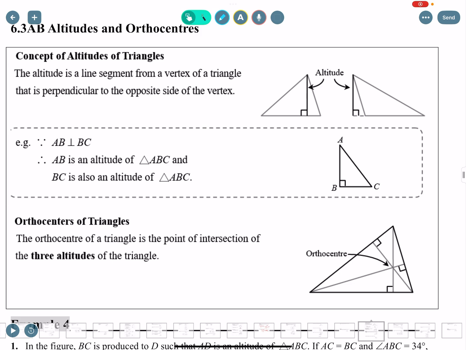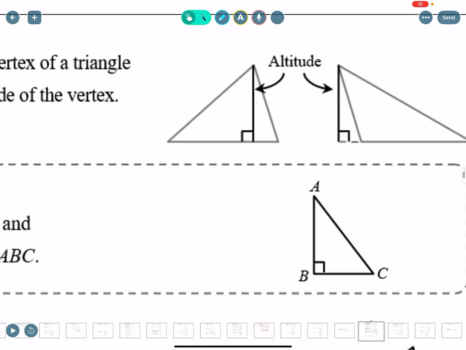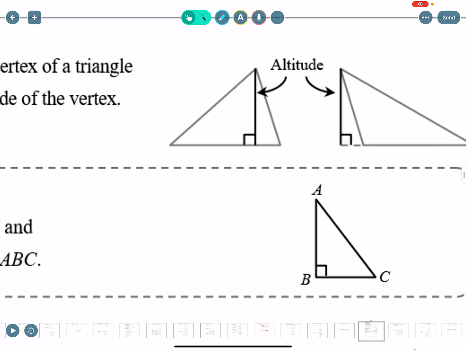Altitude is the easier one to understand. You will actually see this word when you're flying a plane. What's the altitude we are at? So altitude is kind of related to height, I would say, like a vertical height. Now, let's just say this is the vertex of the triangle. The altitude is a perpendicular line from the vertex, okay?